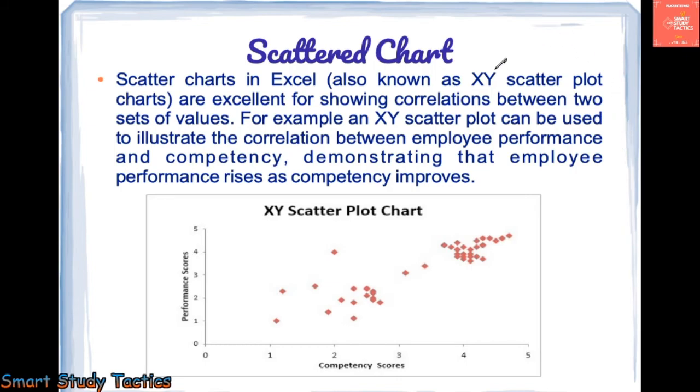Next we have the scatter chart. Okay, so you can see it is an XY axis, and you are putting the dots wherever the values are going to be placed. You can see the X and Y scatter chart. Okay, performance scores and competency scores. So these are the things that you have to understand. This is not widely used, but you have to understand that it is a type of chart, the scatter chart.